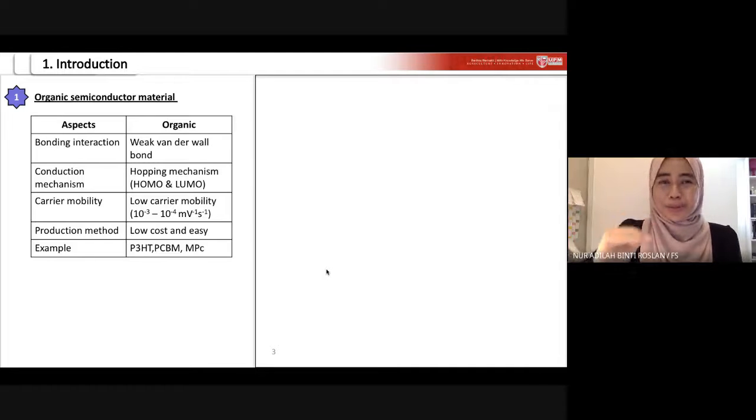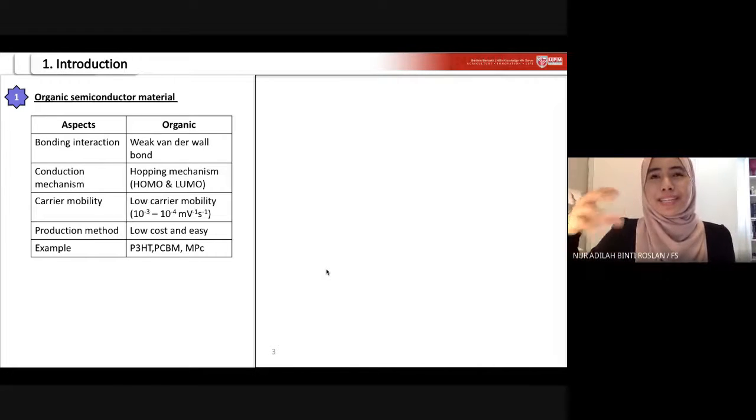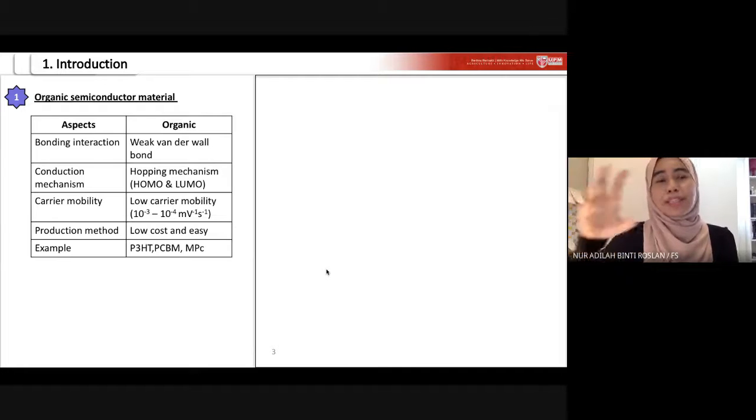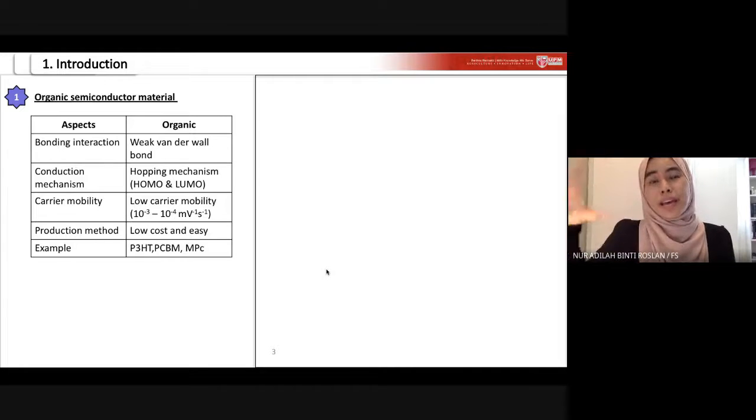I think you know already about silicon. In the molecular structure of silicon, there is no carbon, there is no hydrogen. So that is why silicon is a non-carbon based material. But the definition of the organic semiconductor material is that it is a carbon based material. Basically, the organic semiconductor material consists of carbon and also hydrogen, the carbon and hydrogen bonding.